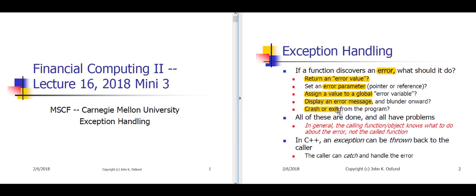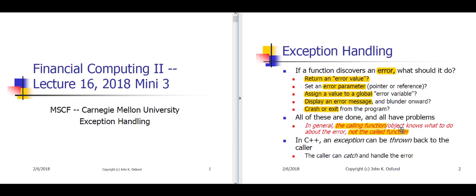So all of these techniques are used. None of them is particularly wonderful. And the general problem with all of these approaches is that the calling function, or the calling object, is at the conceptual level in the program where we can make a decision about what to do if something goes wrong, but the called function is the function that discovers that something is wrong. So we have this mismatch between where we have some idea what we would like to do about a problem and where it is that we detect that a problem exists.